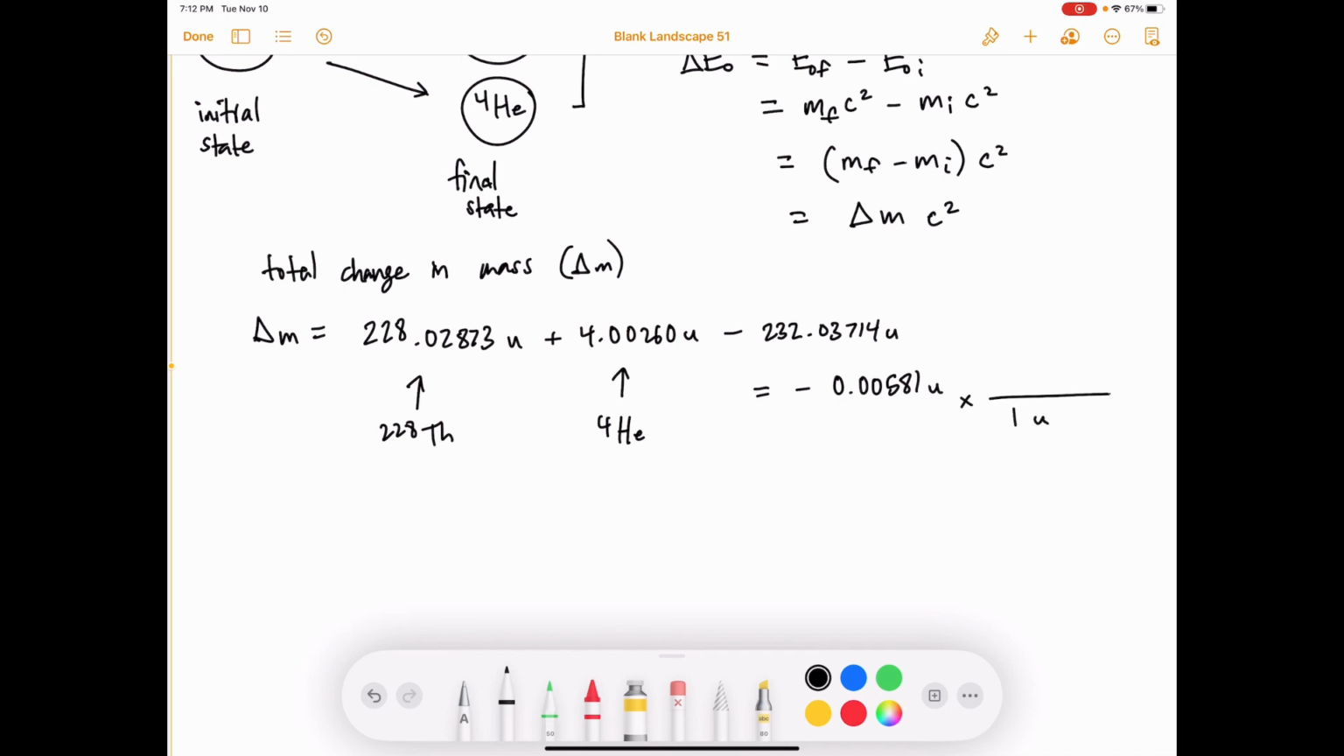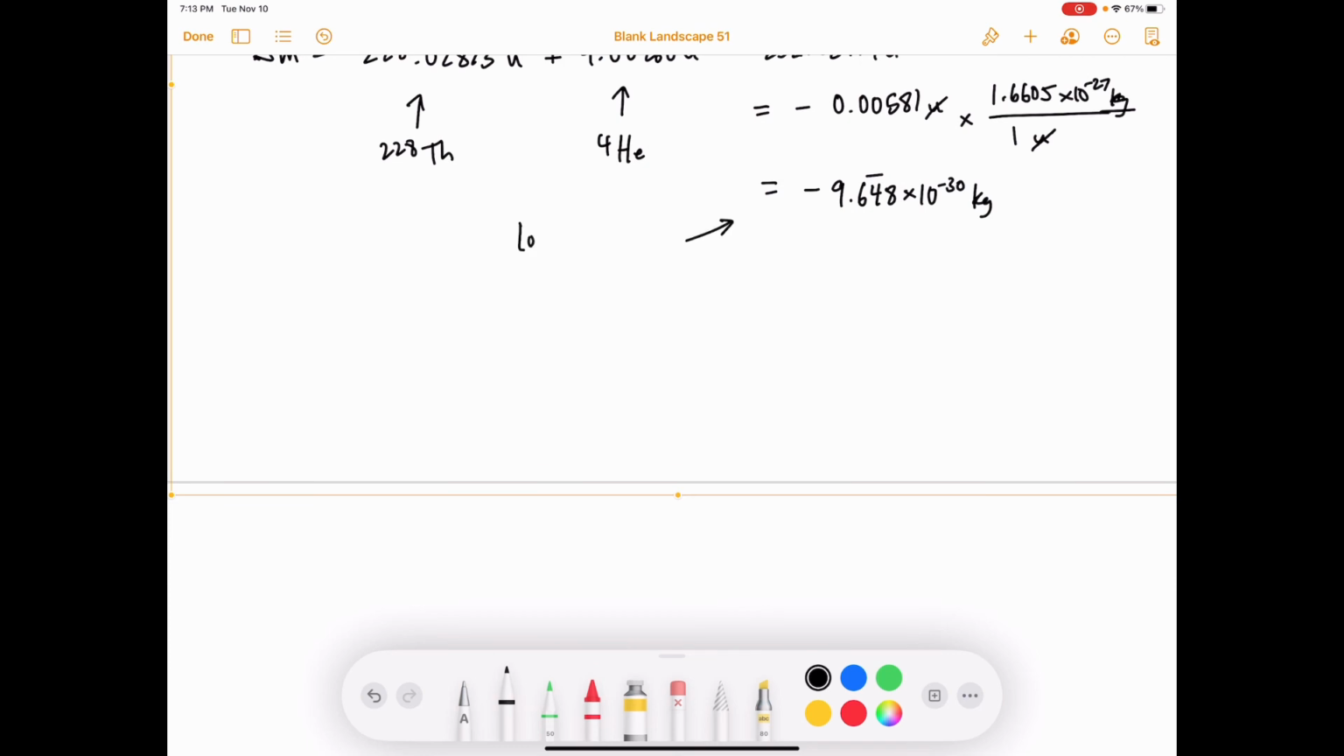What we can do next is convert that to kilograms, because in every 1 atomic mass unit, we have 1.6605 times 10 to the minus 27 kilograms. So now we're calculating the overall change in mass in one of these fission reactions in units of kilograms, and that's going to be minus 9.648 times 10 to the minus 30 kilograms. So here, we've lost some mass. The mass is not constant. We can actually lose mass.